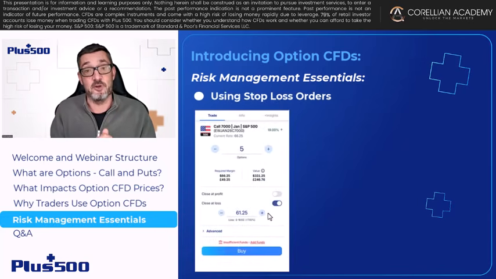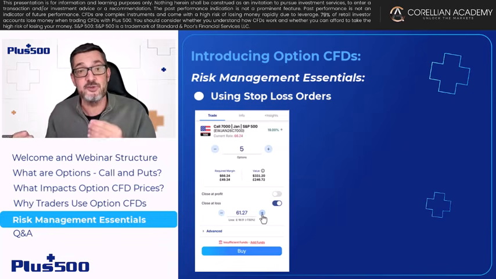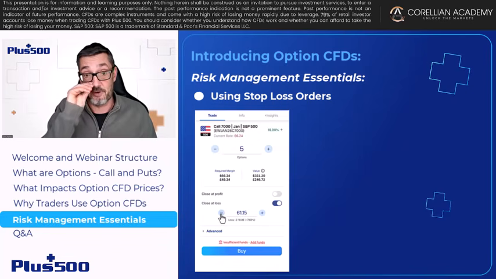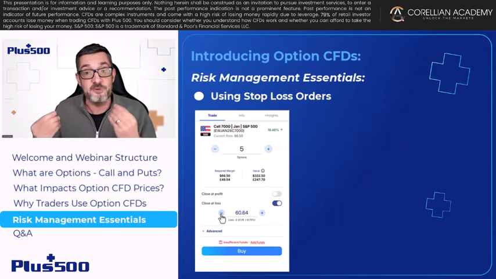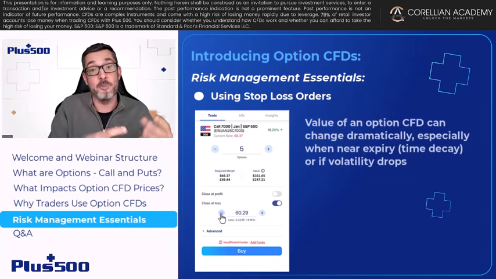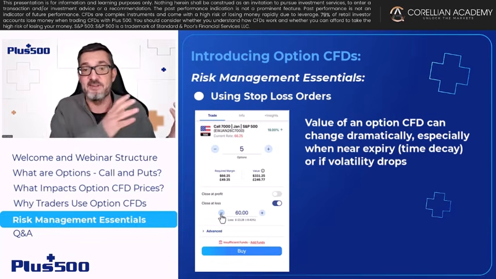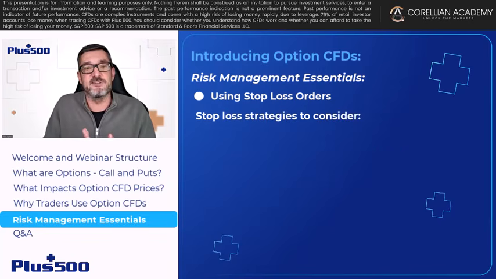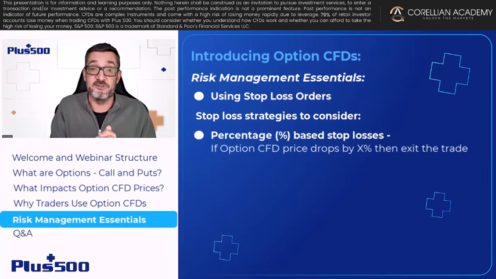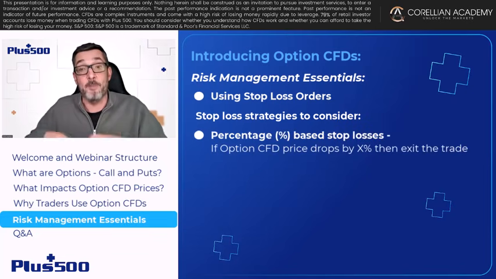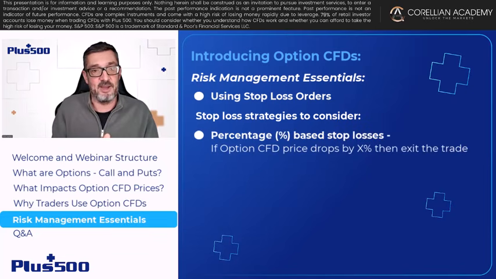Next, let's discuss the use of stop losses. These are essential tools for the option CFD trader. Because you're trading the option price directly, the value of the option can change dramatically, especially when time decay accelerates near expiry or volatility drops. Some strategies to consider are percentage-based stop losses. For example, if the price drops X%, then exit the trade.